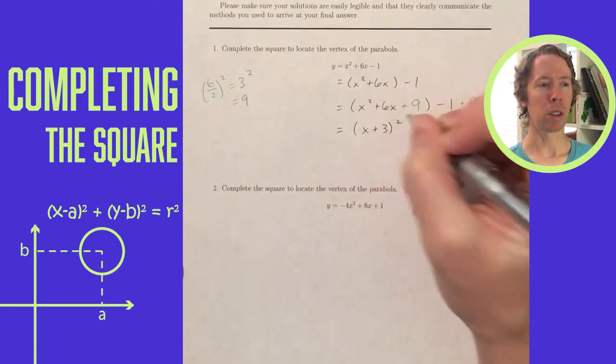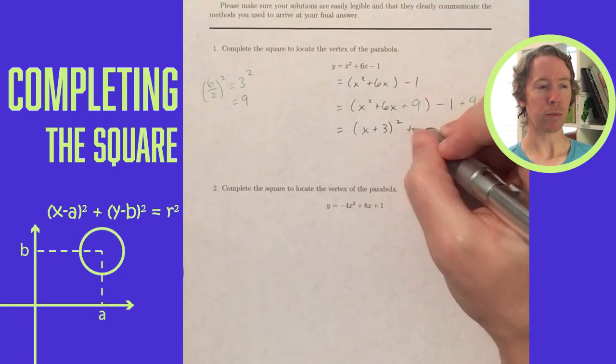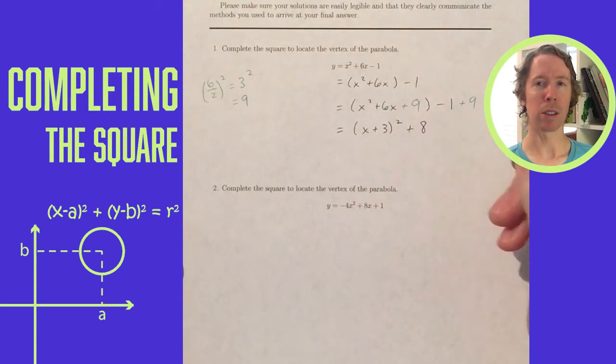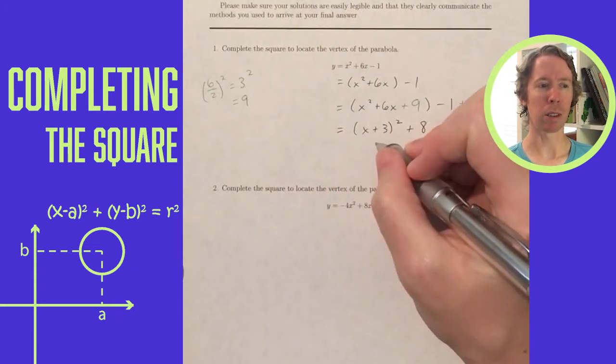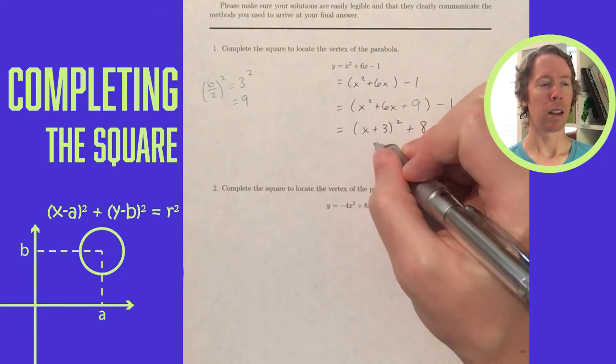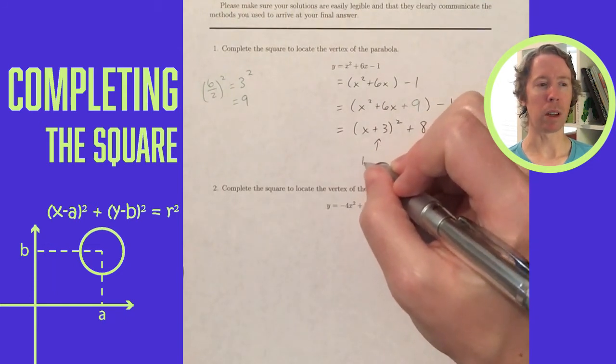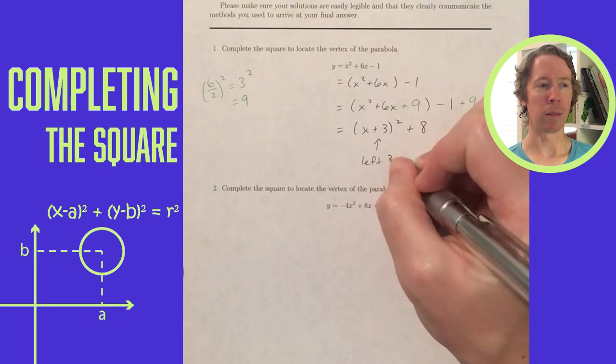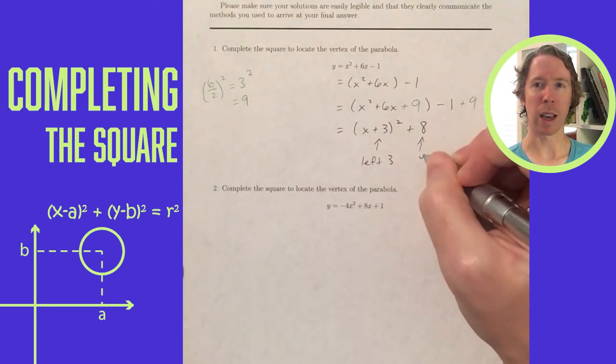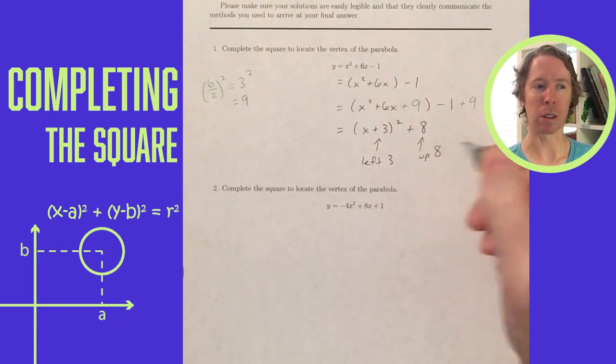The x plus 3 squared is correct. If you do x plus 3 times x plus 3, you will get x squared plus 6x plus 9. And remember, that's the whole point of completing the square, is that you can eventually write it as x plus or minus something in parentheses squared.